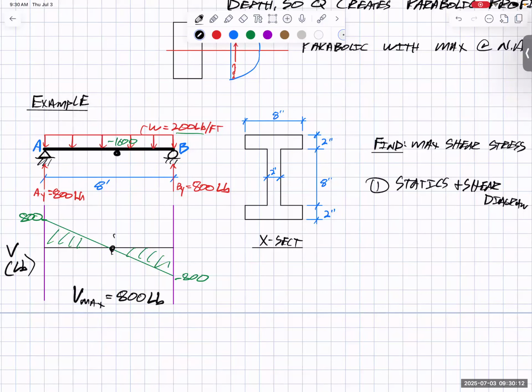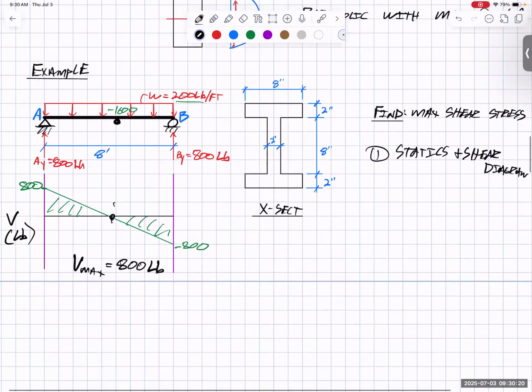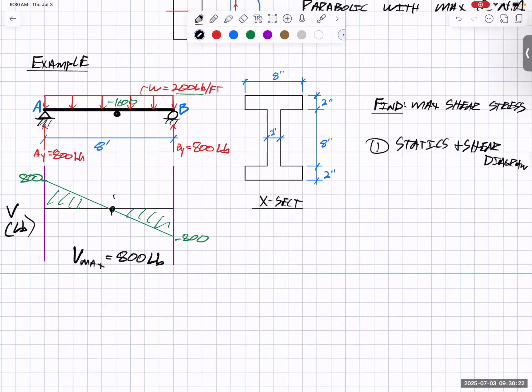And this is actually really common. In fact, in structural engineering, we design for a maximum shear stress at the supports by adding extra little plates or gussets and things like that, right? All right, so that was step one.